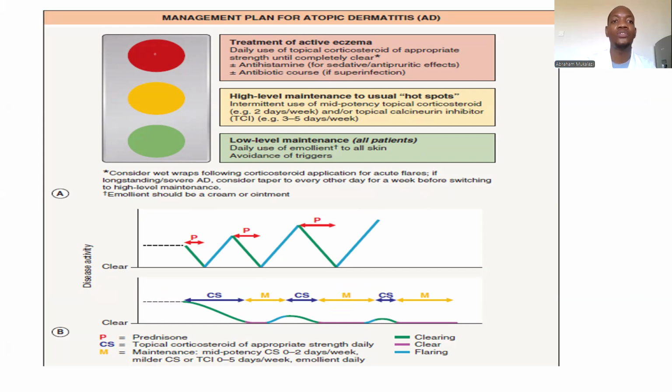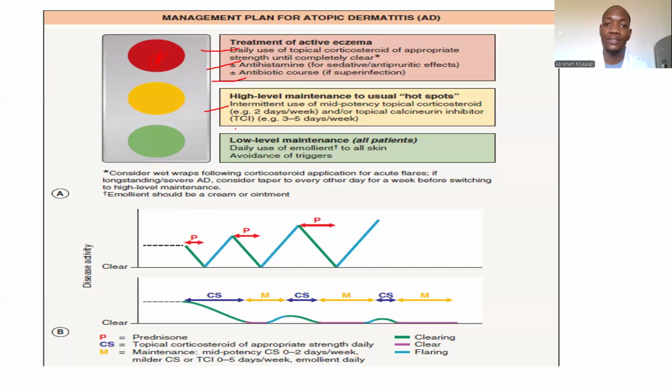So first, you have to treat the active lesions. This is red. So in this case, you give your antihistamine for sedation, you give your antibiotics to suppress the colonization with the staph aureus, and then the very strong steroids. So you are now actively managing the lesions. So after the lesions have now gone down, you do what you call a high-level maintenance. So in that case, you focus on the hot spots where the rash loves, the flexural areas for adults, and then if it's for the child, the convex areas where the rash loves.